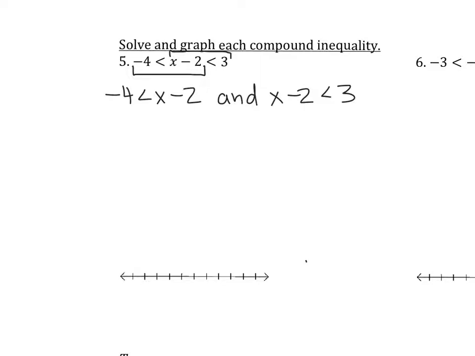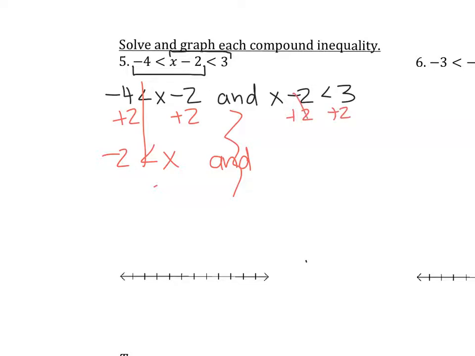Okay, so that's one important part. X doesn't go with one and -2 goes with the other. The entire middle goes with both of them. So now we're ready to solve. Okay, so at this point, it's pretty similar to what we did on the last page. It's broken up by this word and. I solve both inequalities, so I would add 2. So I have -2 is smaller than x. Keep the word and in there. Add 2. X is smaller than 5.